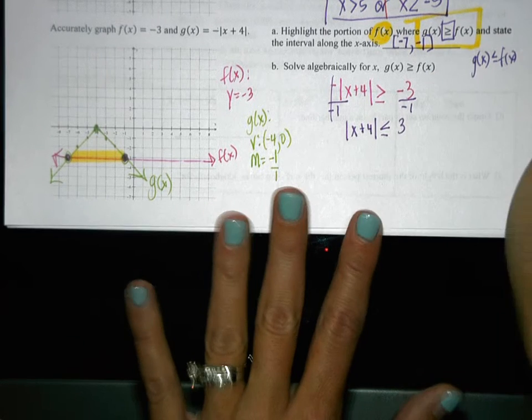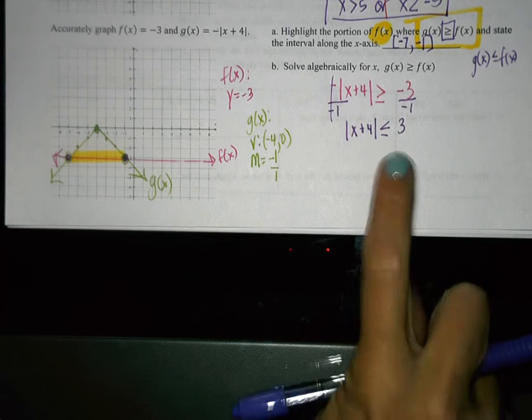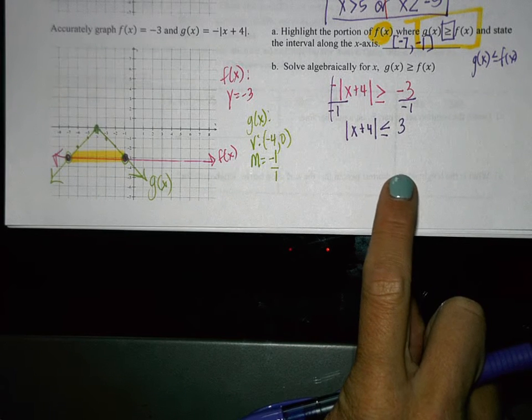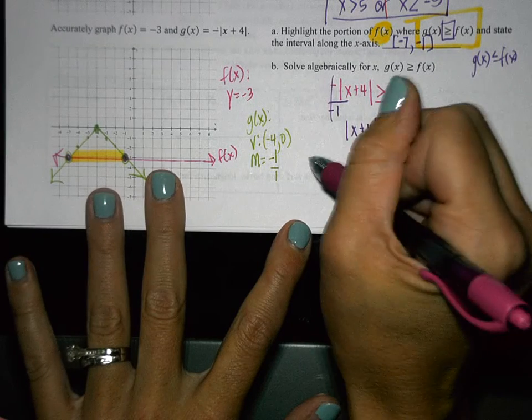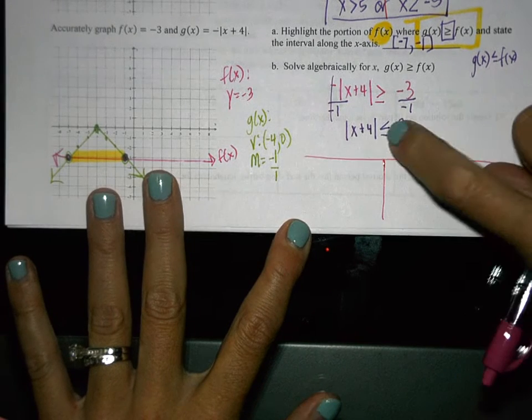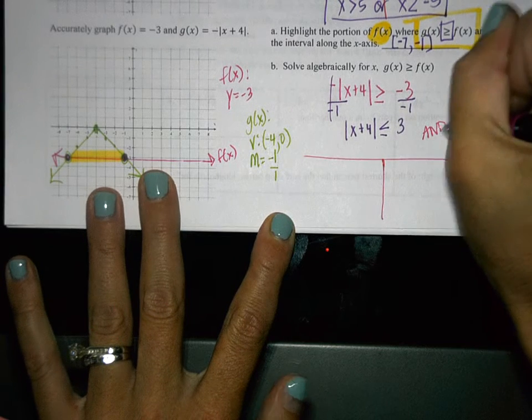You can't make a decision on anything until the absolute value is by itself. So do you see how this is an and problem? You can't decide if it's overlapping or if it's the separate two equations until your absolute value is by itself. So at this point now, this is when we would write our two equations. And we can also see that this is a less than sign, which means it's an and, which means it's where they're overlapping.